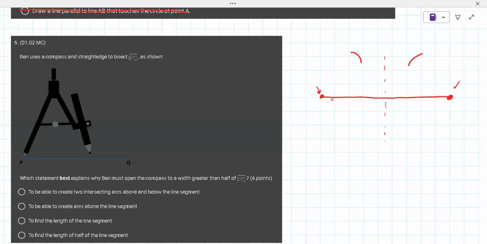No. But if I make it more than half, even if I go way too far, I still get an intersection if I go more than half. Yeah, because if I don't, otherwise they never intersect. So take that information and see if that's enough for you to answer this question. I think it's the first one. It is. Nice.